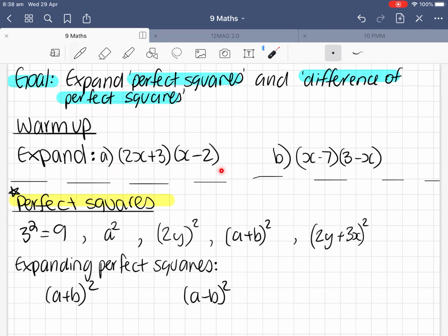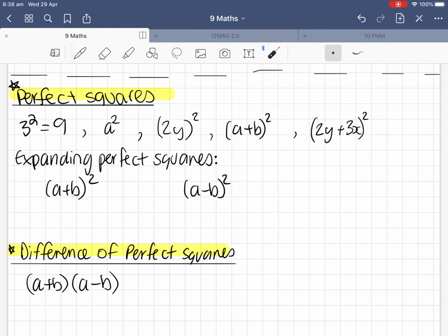Starting, of course, with a warm-up, I'd like you to expand, which remember means expand and simplify, these two binomial products. So take a moment now to complete those before we move on.